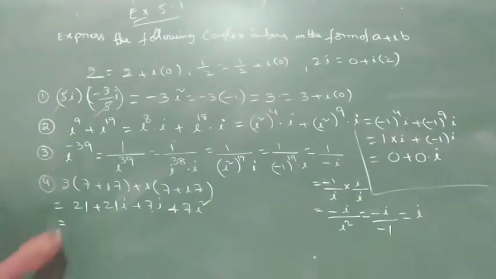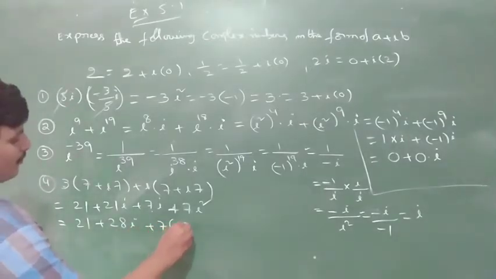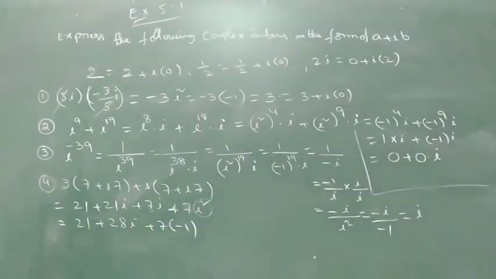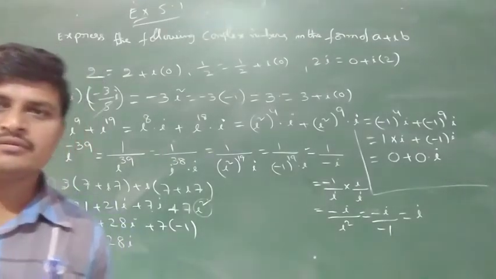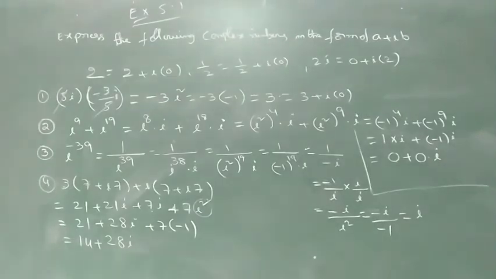So that is equal to 21i plus 7i, 28i, plus 7 into minus 1, because i squared is equal to minus 1. 21 minus 7 is equal to 14. 14 plus 28i, this one. Okay, here.